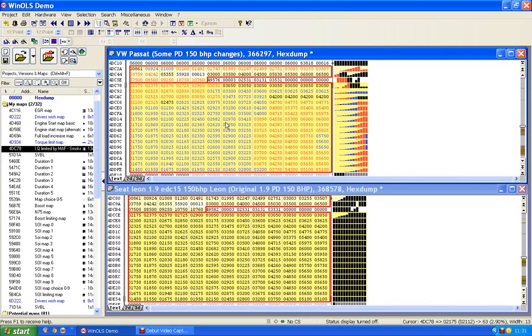Now we would have to look at other maps to go with this map. In particular, we have to look at the boost map, because these airflow figures are not magic. They didn't come from nowhere. The only reason we've got higher airflow figures on this map compared to the original is because something must have happened on the boost map on the 150. So the next thing I'm going to need to do is to go and look at the 150.